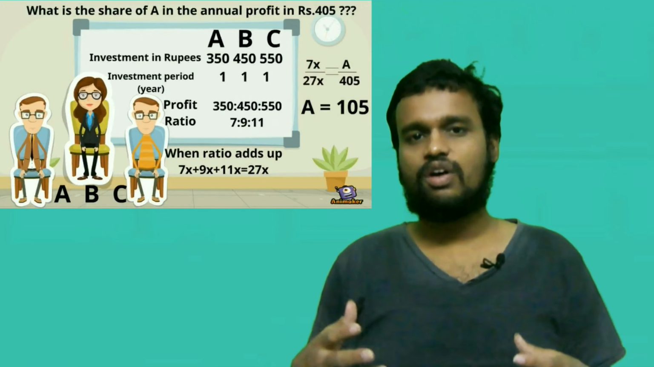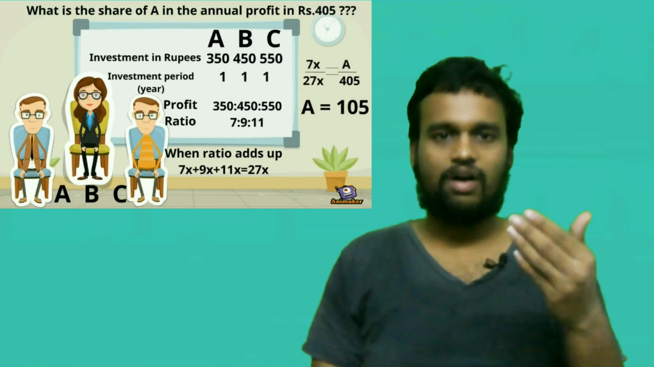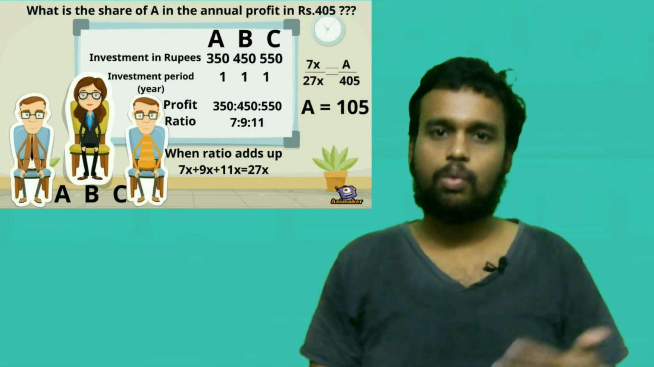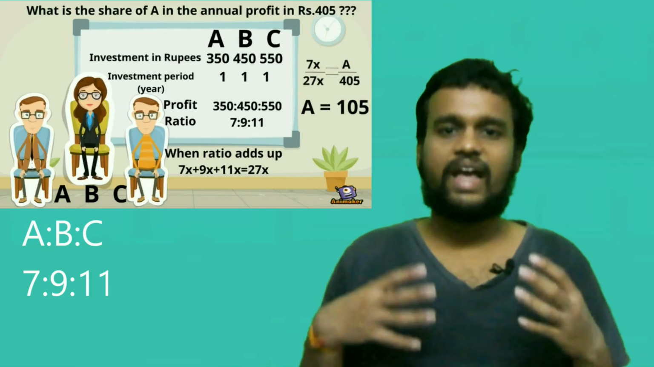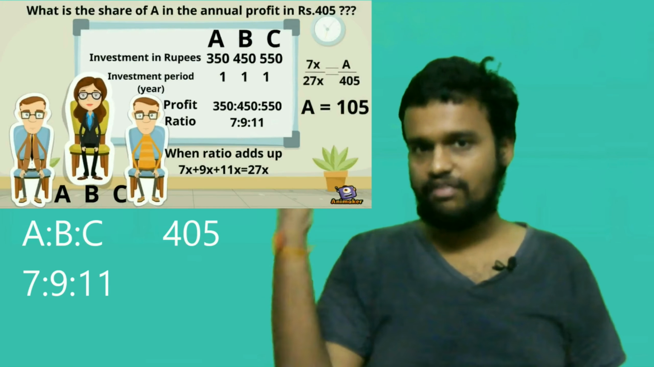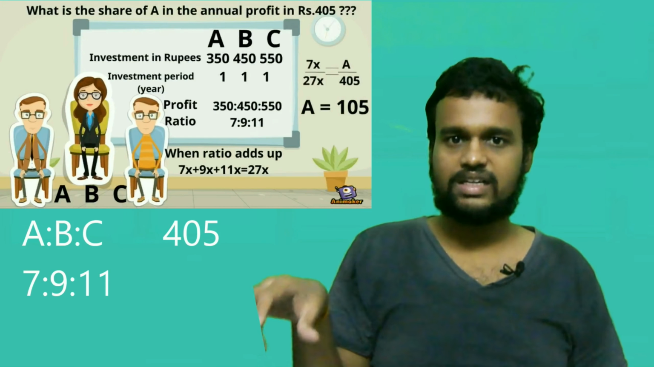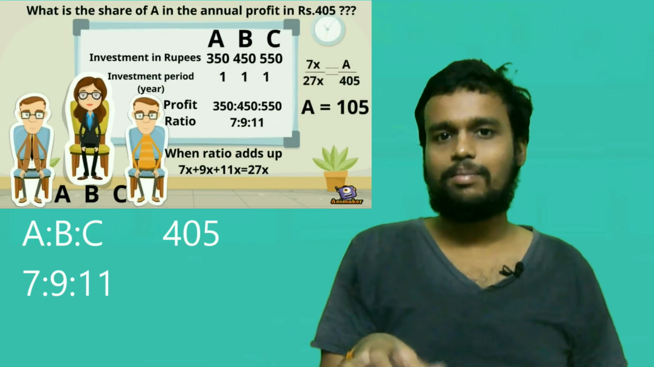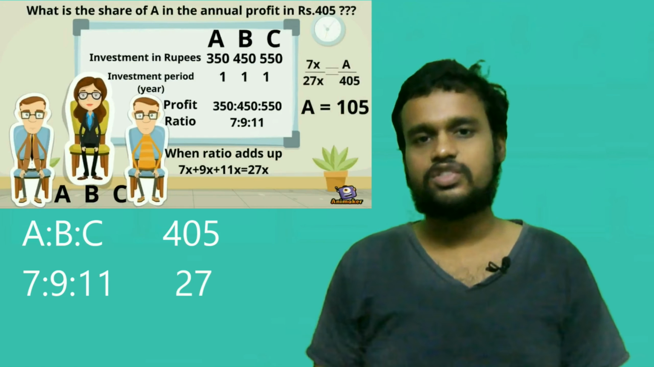As you have seen, the ratio of the distribution after 1 year for the 3 partners should be 7:9:11, and they have obtained an annual profit of 405, which means they have 405 and they should distribute it in a way that A should get 7 parts of it, B should get 9 parts of it, and C should get 11 parts of it. If you add these three, you get 27.